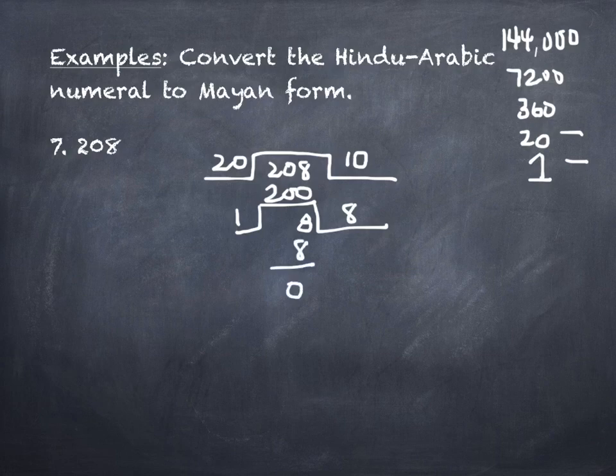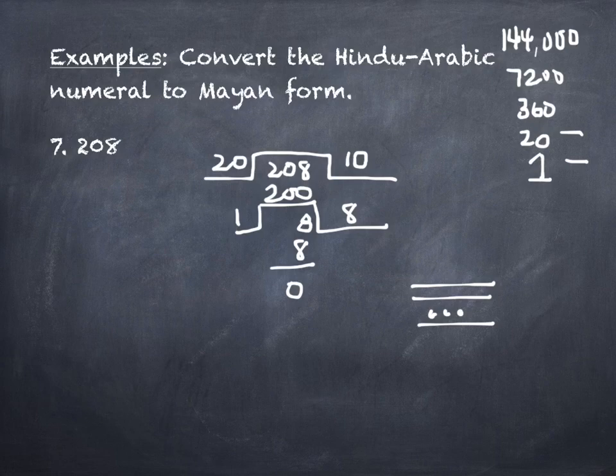So what I actually have is 10 and then 8. I get a 10 by doing 2 lines, I get an 8 by doing 3 dots and a line, so 5 and then 6, 7, 8. So this is my Mayan numeral for the number 208.